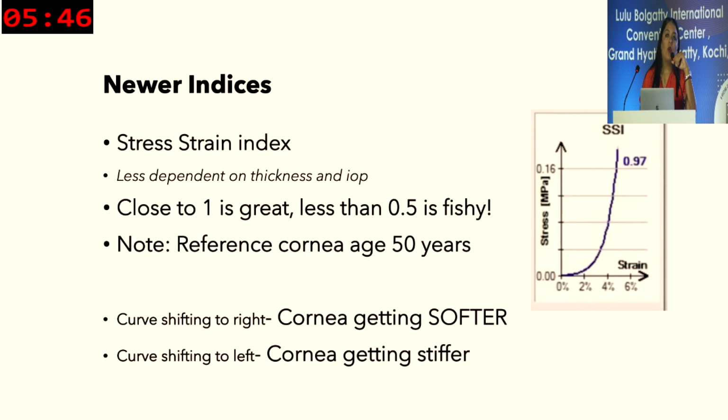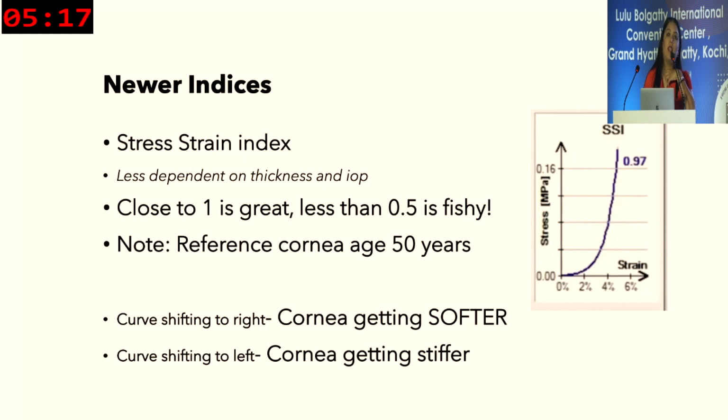Now there are newer indices that are coming in. This was by Ahmed Elsheikh and group. This is the stress strain index, which has now been incorporated into the Corvus ST. This index is very important because it doesn't have as much confounding by the intraocular pressure. It basically gives you a curve. The more straight it is and the closer it is to 1, it is a good value.